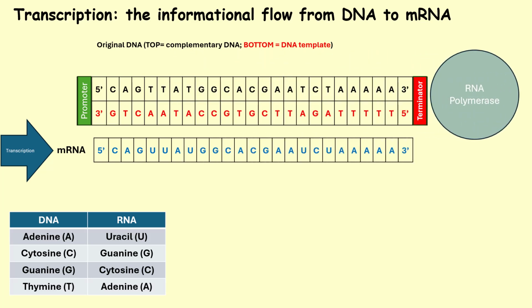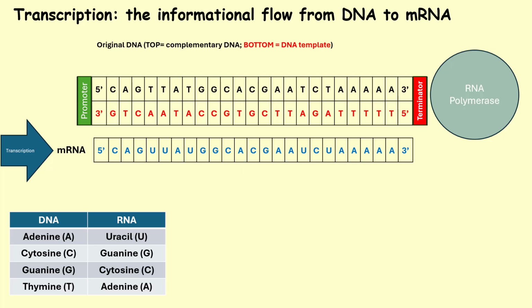Comparing the DNA template to the messenger RNA sequence, you can see that the RNA polymerase will bring in a uracil when there's an adenine on the DNA sequence. Likewise, it'll insert a guanine when there's a cytosine on the DNA, a cytosine when there's a guanine, and an adenine where there's a thymine.